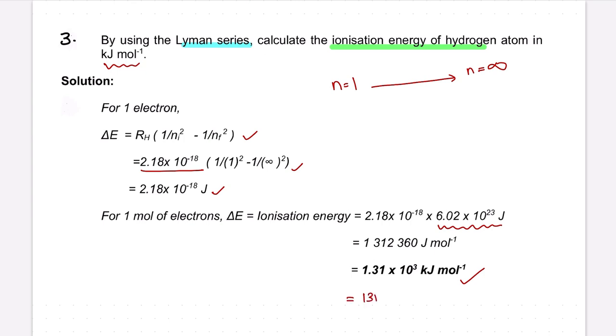Okay, I remember we did a calculation in class which gave us a 1312 kilojoule per mole answer, right? So this is almost similar to that. That means your answer is correct.